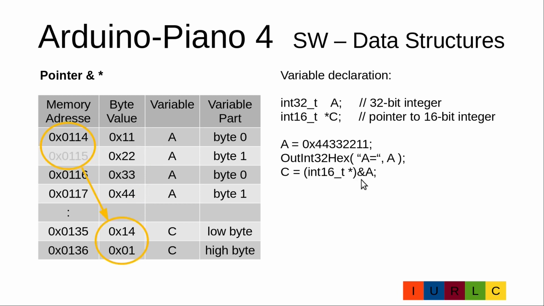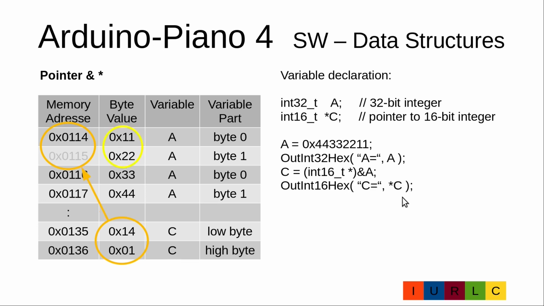Now we load the address of variable a into the pointer variable c. The address of variable a is the first address of the variable a, it's 0114, and we load it to the variable c, 0114. C is a pointer to a 16-bit integer, therefore we need to do here a type conversion to a 16-bit integer pointer. And this has 2 consequences.